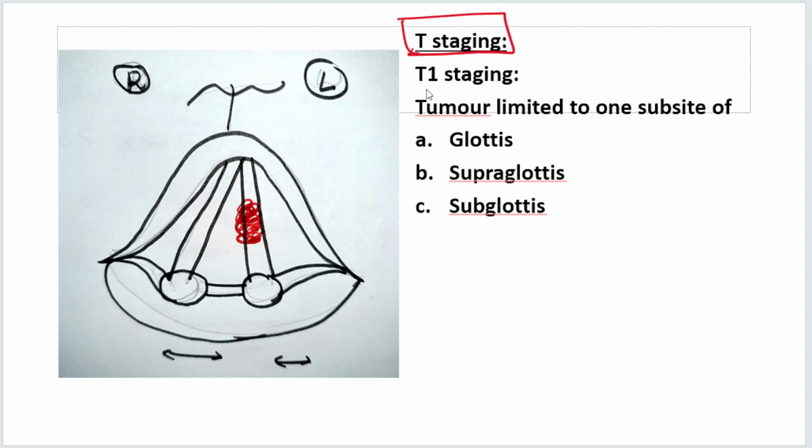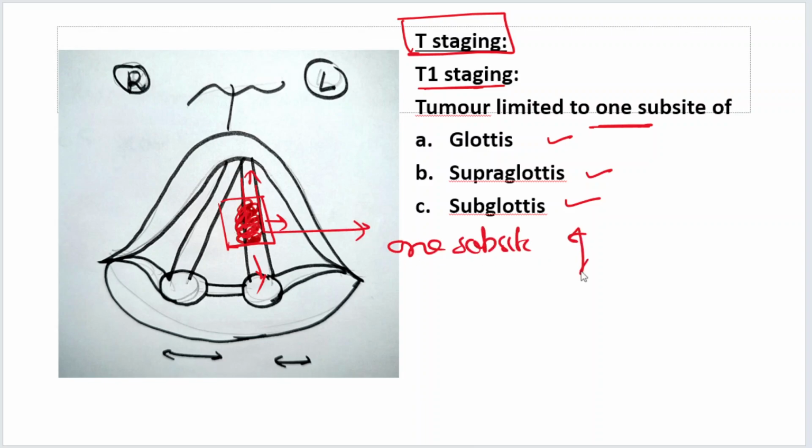So T staging, T1, tumor limited to one subsite of either the glottis, supraglottis or subglottis. It appears like this. So this is the vocal cord, right? On the vocal cord there is a growth on the free edge and the upper border of the vocal cord. It is not invading into the false cord. It is not invading into the anterior commissure. It is not invading into the posterior commissure. There is only one subsite of the glottis only. So it comes under stage T1, and there is no problem with vocal cord mobility. The vocal cord mobility is normal.